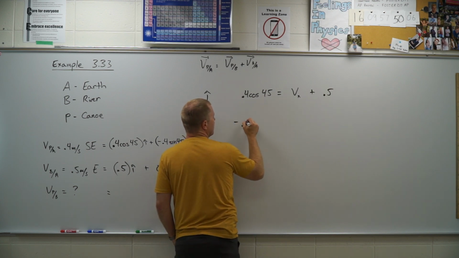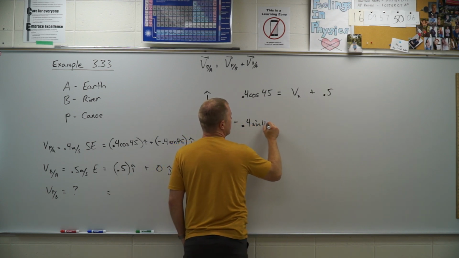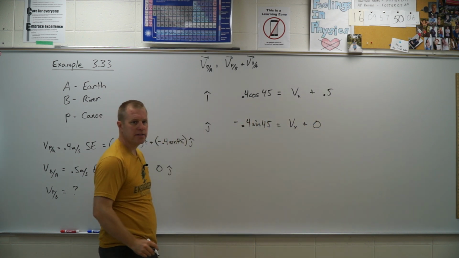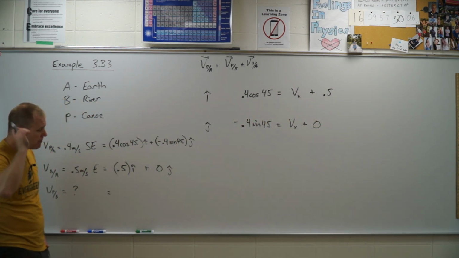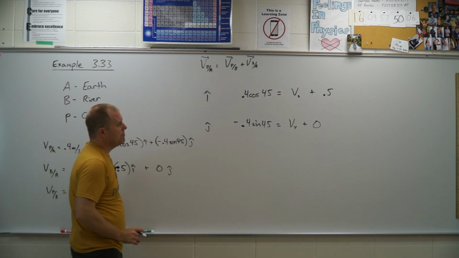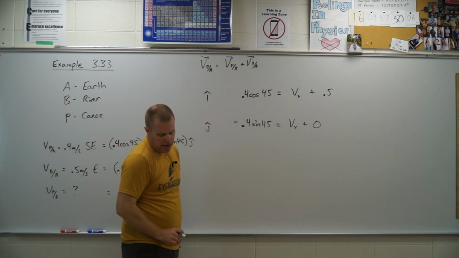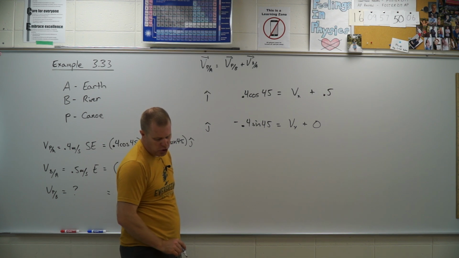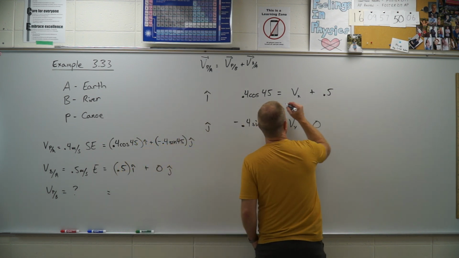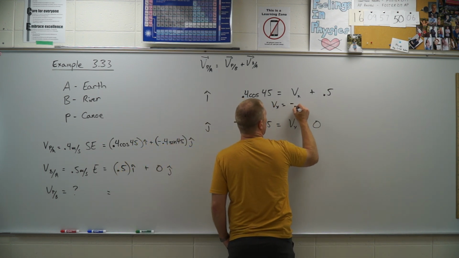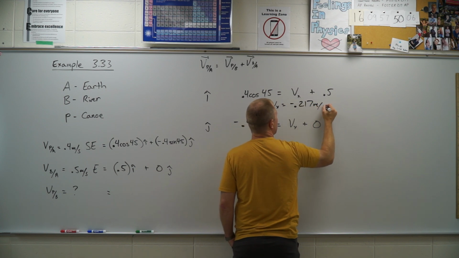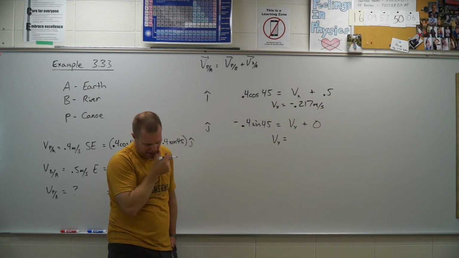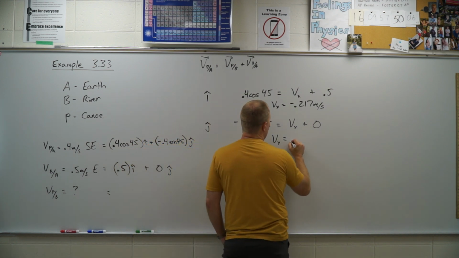Down here we have negative 0.4 sine 45 equals the Vy plus 0. That one's pretty easy because it's already done for us. So go ahead, subtract that 0.5 over there, and we end up with negative 0.217. So Vx equals negative 0.217 meters per second, and Vy equals negative 0.4 sine 45.